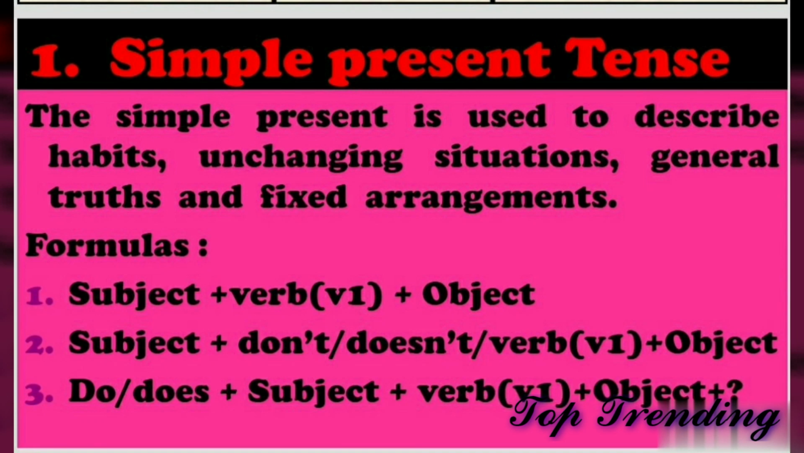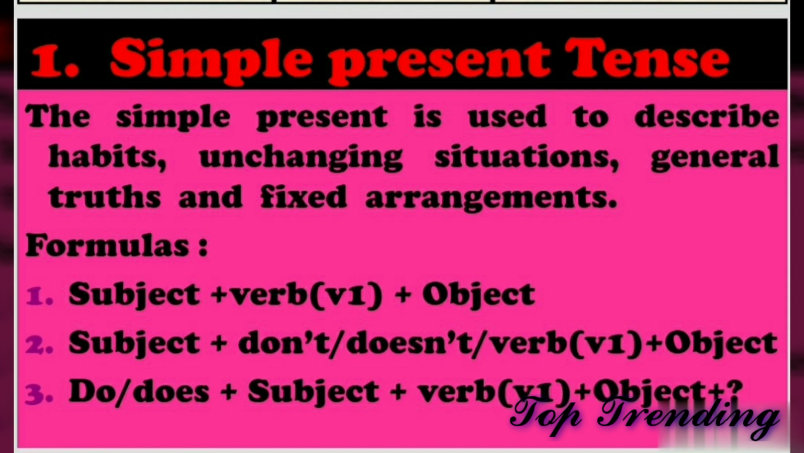First of all, we see the definition of simple present tense. The simple present tense is used to describe habits, unchanging situations, general truths, and fixed arrangements. Then we see related formulas.